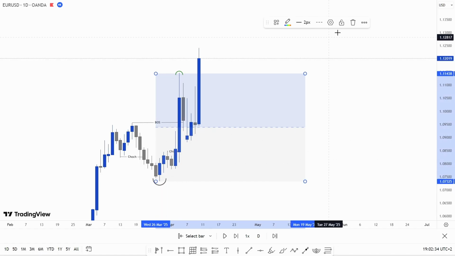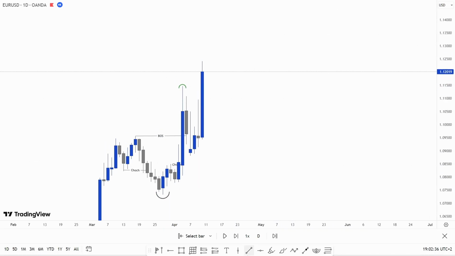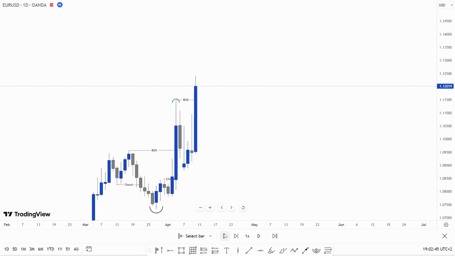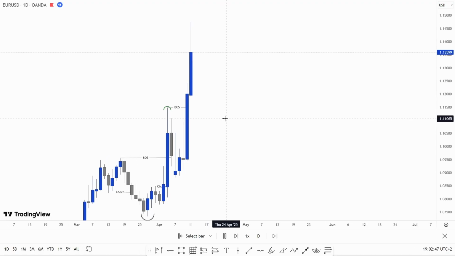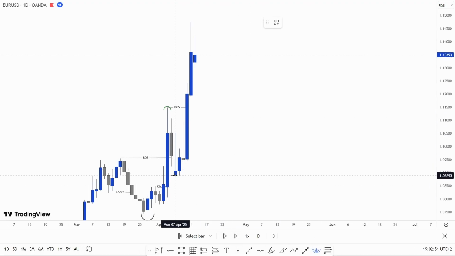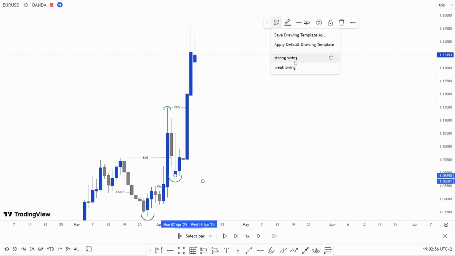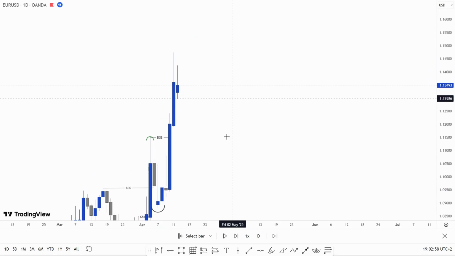So what did it mean? And this is now a weak point. And what did price eventually do? Price broke above. So let's play price forward. So forgot to say, just because that zone was validated, this is now our strong swing point. So let's play price forward.